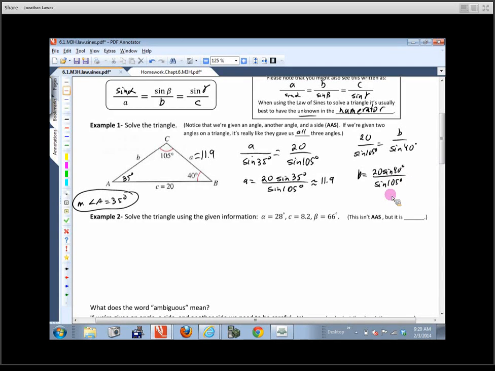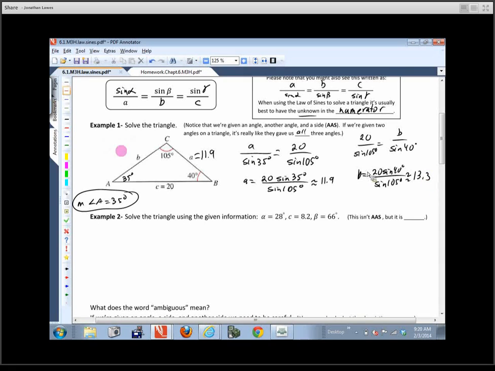Am I looking for an answer that's going to be bigger or smaller than 11.9? Bigger. A lot bigger or a little bit bigger? Just a little bit bigger because this one was 35, this is 40. Those two sides should be roughly the same with this one being just a little bit bigger. And what do we end up with here, Logan? 13.3. Can anybody confirm that? Okay, looks like we're good there.